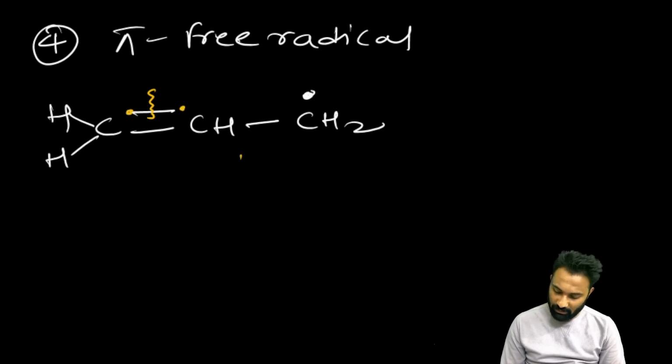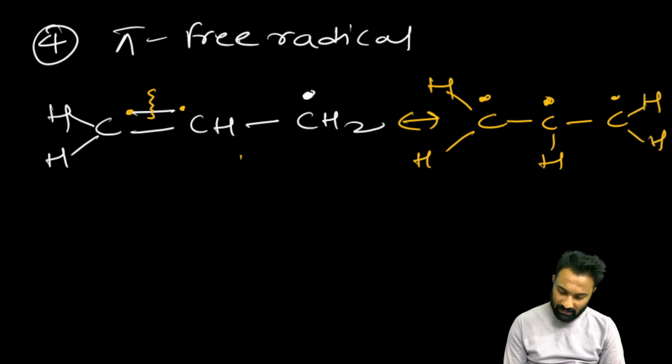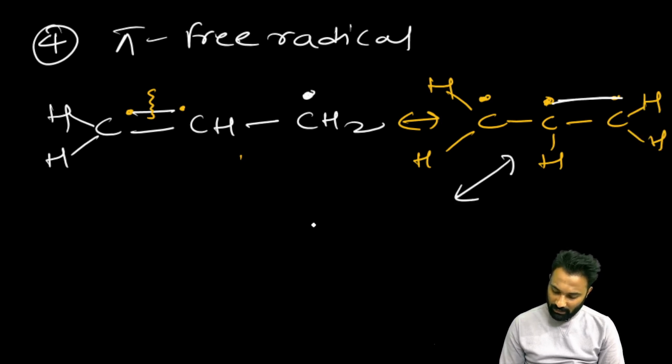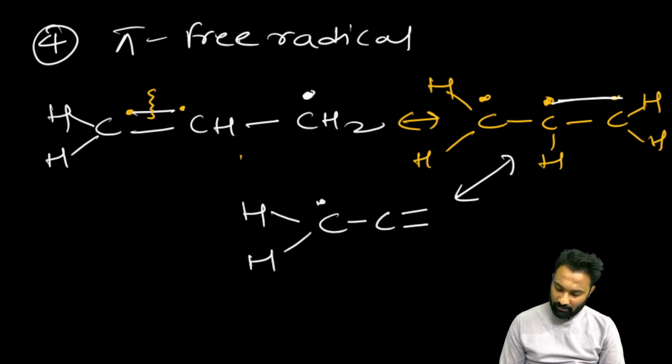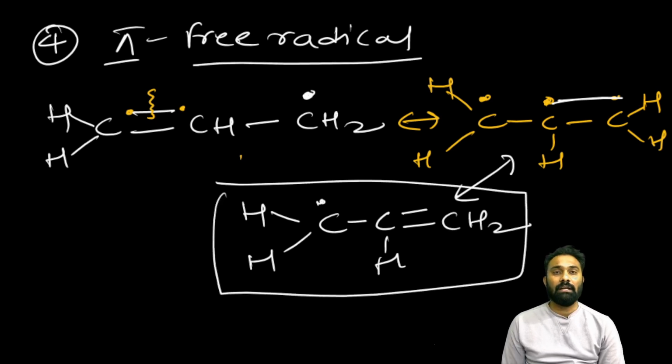Now that pi bond which has been formed here has now shifted towards this carbon. Clear? Now this radical we already have, and this radical and this radical will form the bond. It will give you here the radical, here the hydrogen, here the hydrogen. Here the carbon, double bond, here the hydrogen, and here it is a CH2. Now this is a resonating structure of the pi and the free radical. Pi and the free radical resonance.